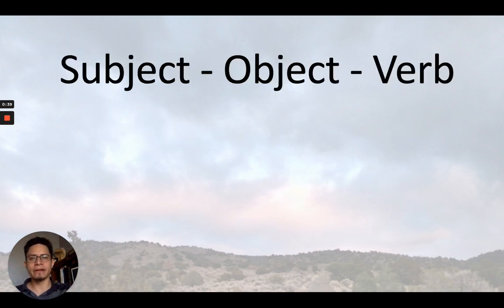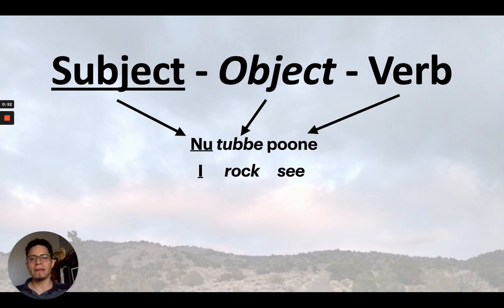But as a reminder and a review for some of you, I wanted to share this once again, that the sentence structure in the Northern Paiute language is subject, object, verb. In other words, the subject comes first, followed by the object, and lastly the verb. For example, ne tebi puni. Ne tebi puni means I see a rock. Okay, that is the sentence we're going to be focused on throughout this video.